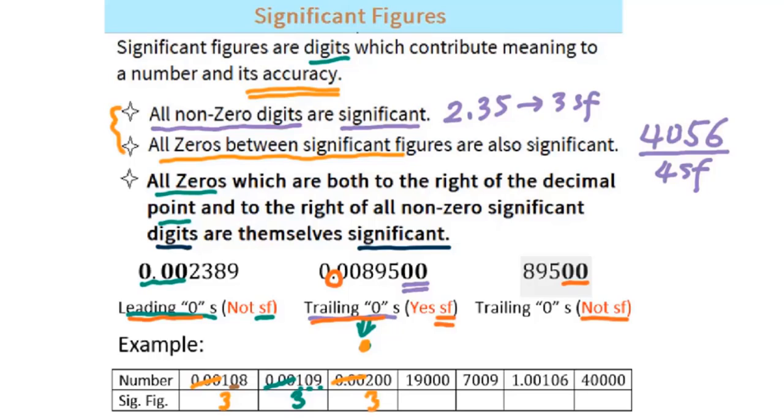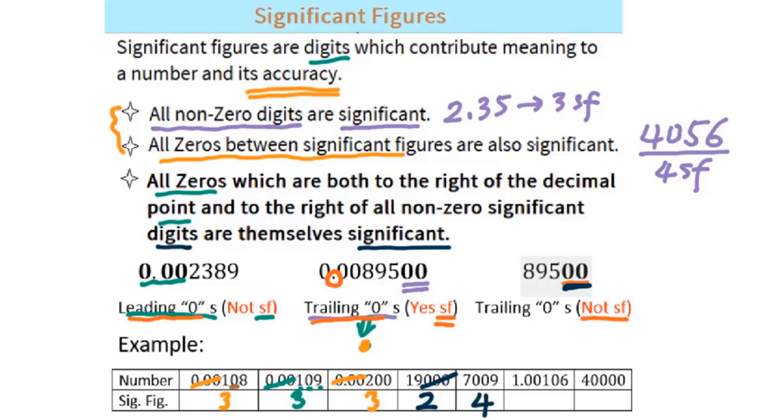For 19,000, we have 3 trailing zeros. Since there is no decimal point like this, they won't count as significant figures. So we have 2 significant figures for this number.